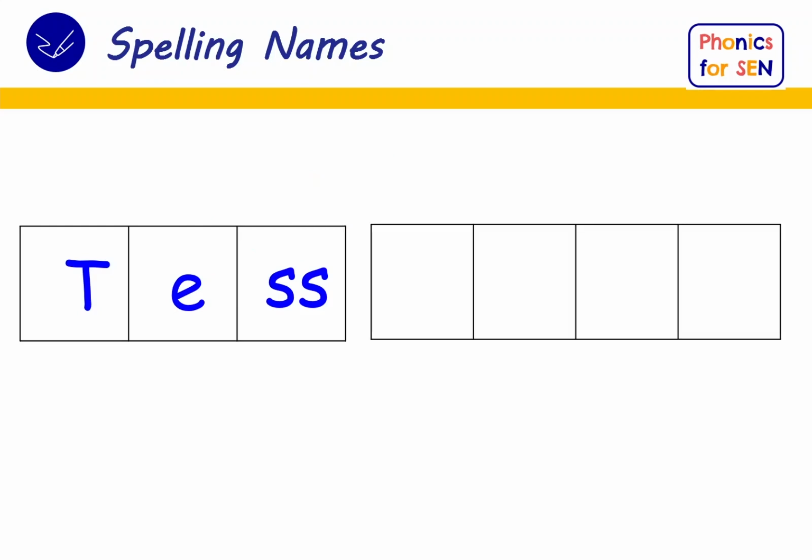For names with more than one syllable, using colour coding can again be helpful. Ruby. Ruby. Roo, b. Ruby.